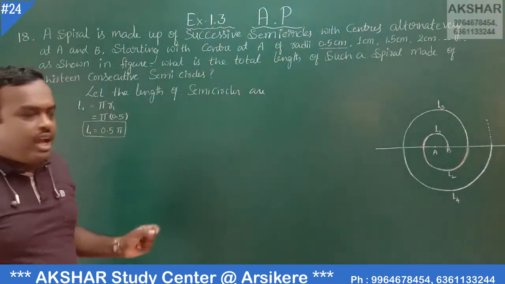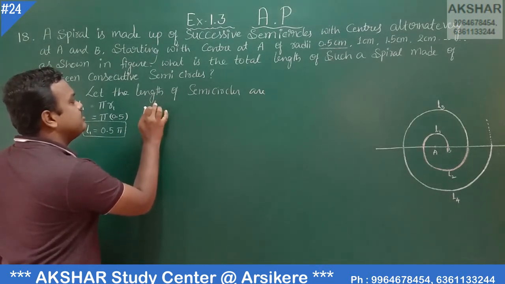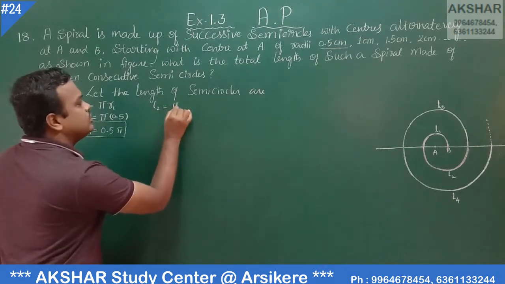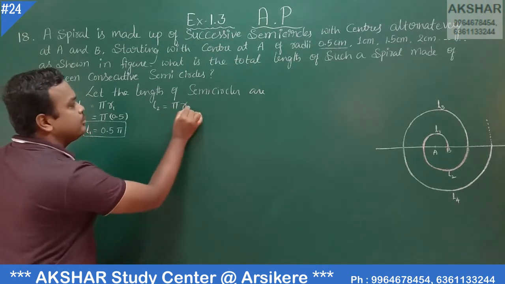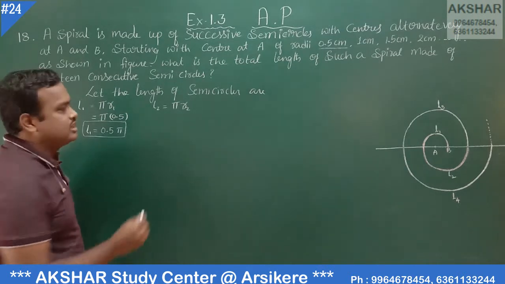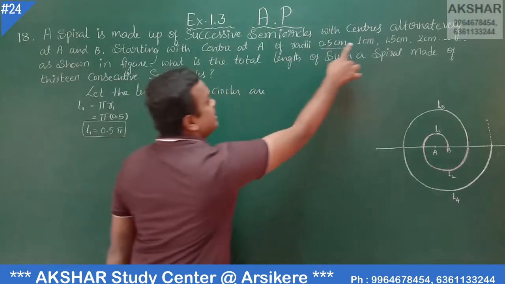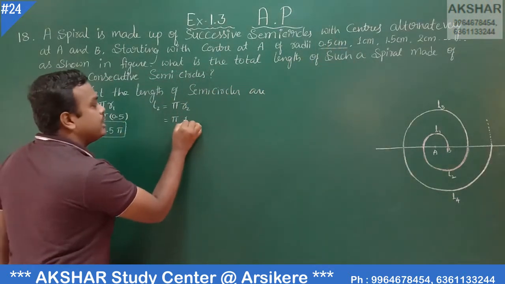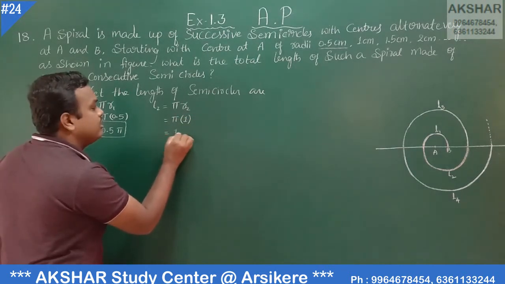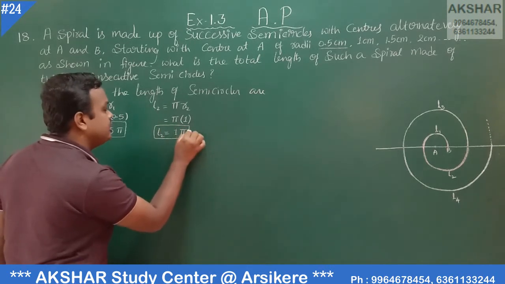In the same way, I need to find one more, that is the length of the second semicircle, nothing but the circumference of the second semicircle, again equal to pi r. I will put here r2 because it represents the second semicircle, which is equal to pi into r2. The radius of the second is 1 centimeter. Pi into 1, on multiplication we will get 1 pi. That is L2. Got it?